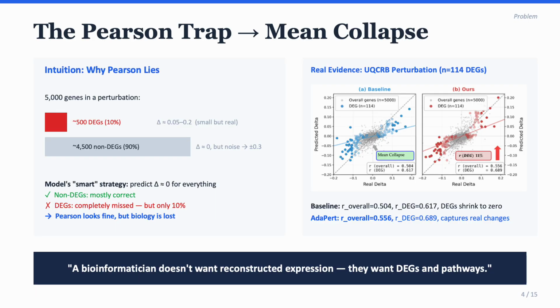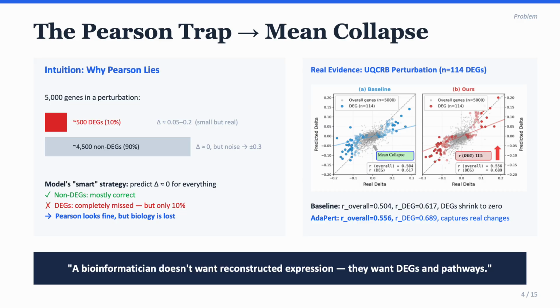So currently, most models rely on the MSE loss to reconstruct perturbed cell states, but when we looked under the hood, we identified a major pitfall that we call mean collapse. Here is the example. In a typical perturbation of 5,000 genes, only about 10% are actually differentially expressed. So to minimize the overall loss, the model predicts everything close to the control state because it gets a perfect score on the other 90% of the genes.